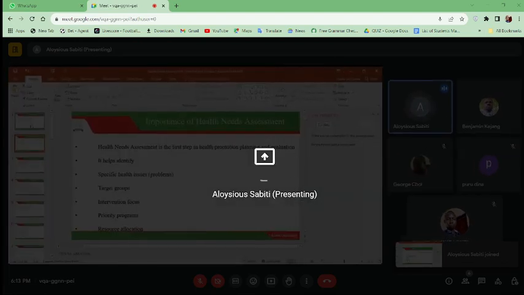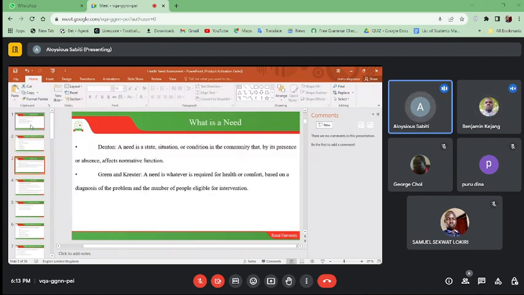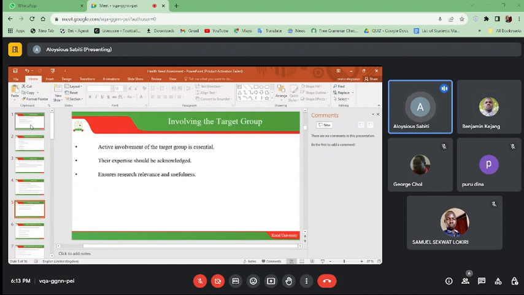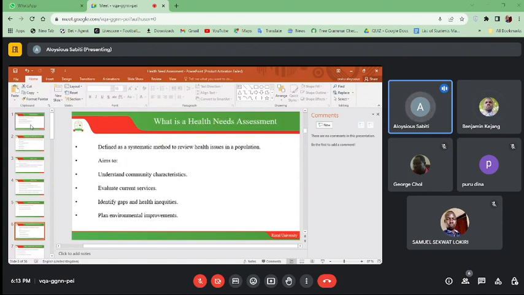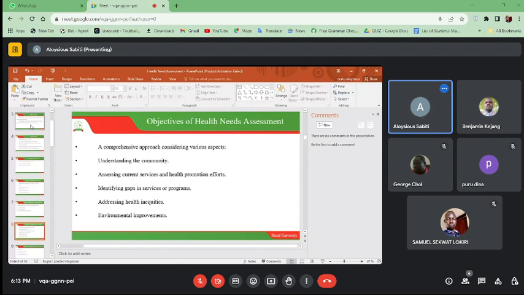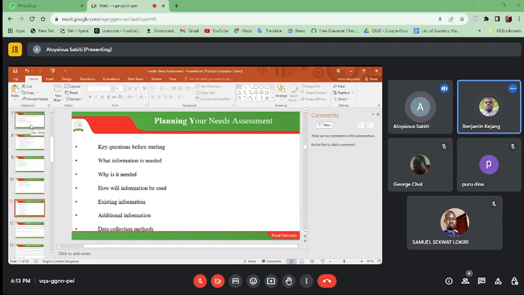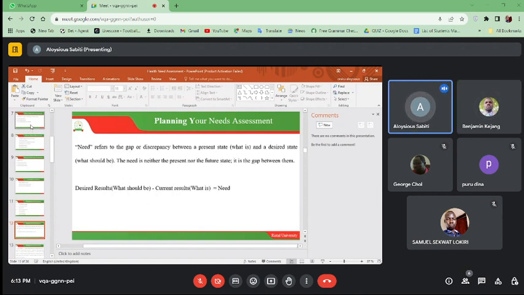And we just went through a few slides of needs assessment, and we were able to give it a faster run, where we went through the importance specifically, and we defined what a need is, some of the types of needs, involving the target group, and what a needs assessment is. That is partly what we discussed yesterday, and also what the objectives of health needs assessment are. And today we want to do what is called planning your needs assessment.